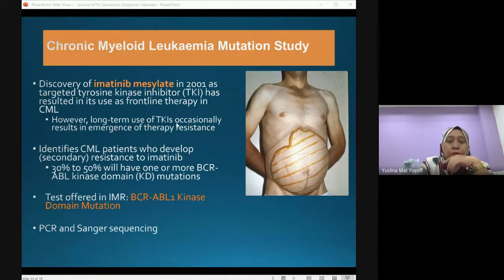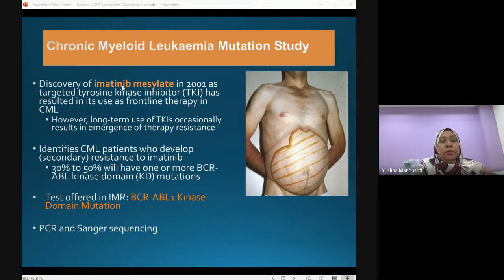However, the long-term use of this medication results in emergence of therapy resistance. So usually when a patient takes this medication, they will become better, almost normal, and their big spleen will shrink. So it gives really a tremendous life-changing event in their life. However, with prolonged use, they may develop resistance. So we need to identify what happened, because when they develop resistance, this medication cannot function normally.